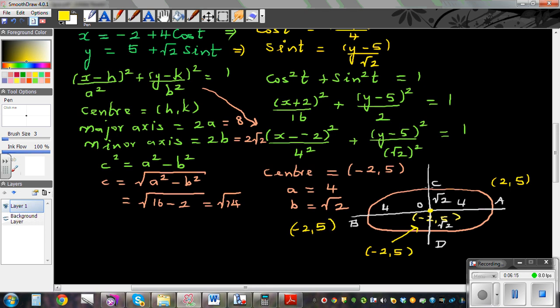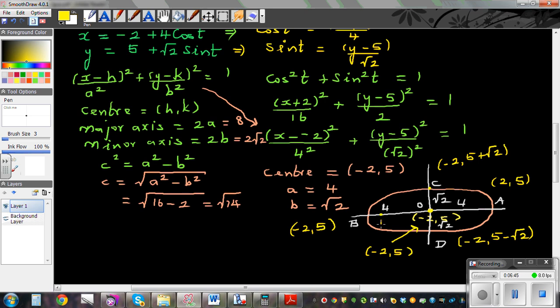The coordinate of C is root 2 distance away from the center in a vertical direction, so the x coordinate is going to be the same: negative 2 comma 5 plus root 2, to be exact. And the coordinate of D would be negative 2 comma 5 minus root 2. You can confirm these coordinates on Desmos or on a graphic calculator.